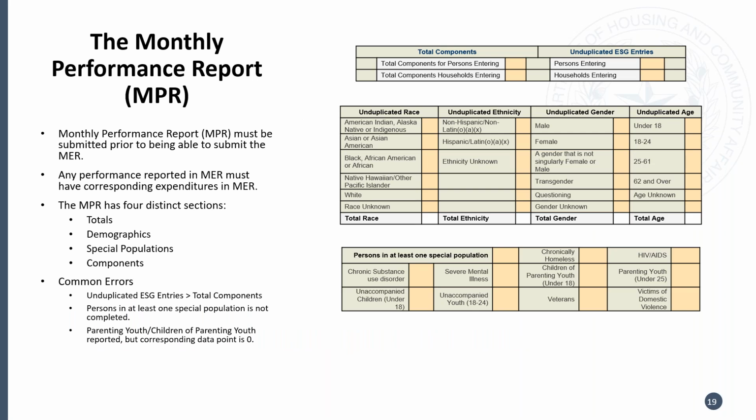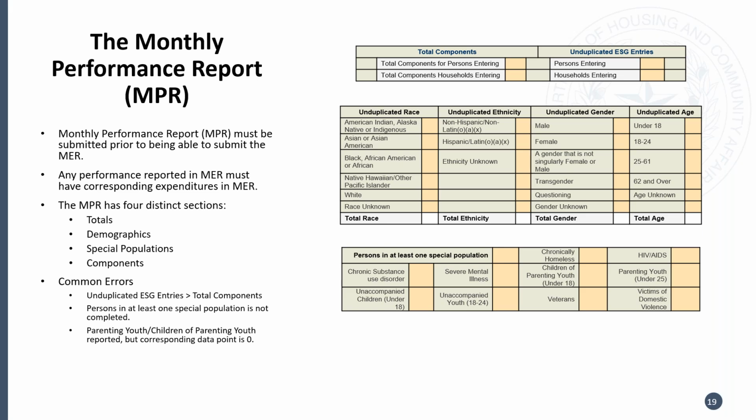So I want to go over for the next few slides the monthly performance report. Here you'll see an abbreviated version, but there are 4 unique sections of the monthly performance report, and we'll go through each. The first is the totals. This is where you report the total number of ESG program components entered into by clients or client households during the reporting month, inclusive of those that were served with ESG match funds.